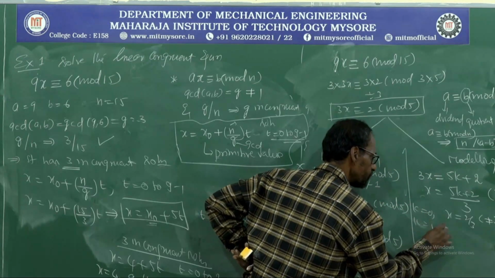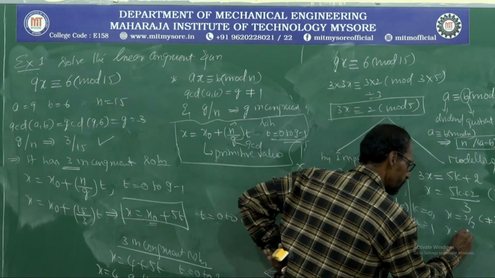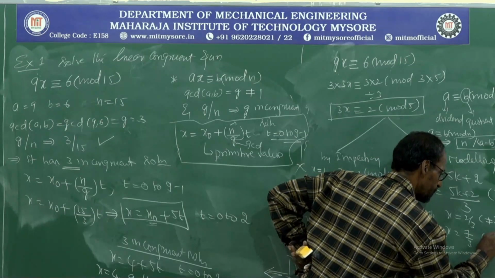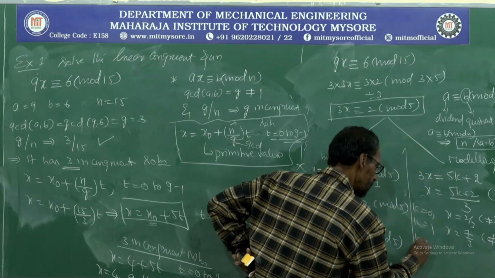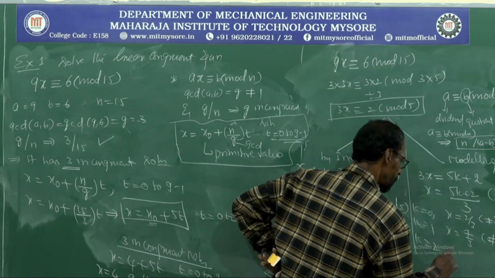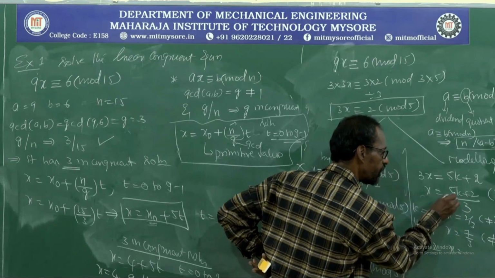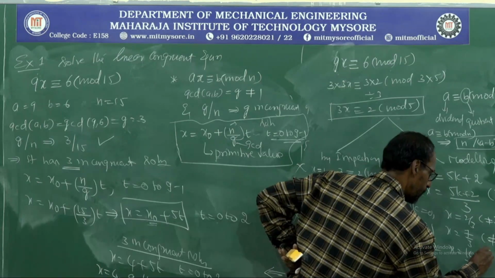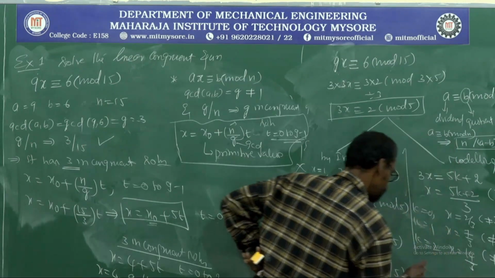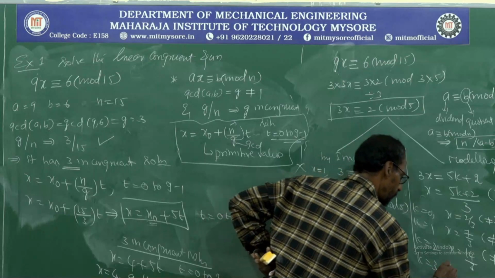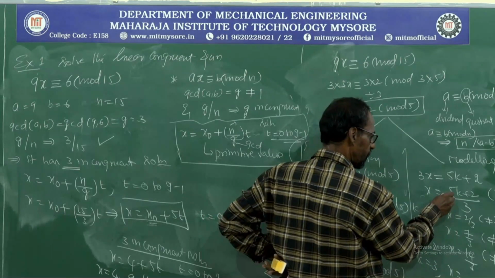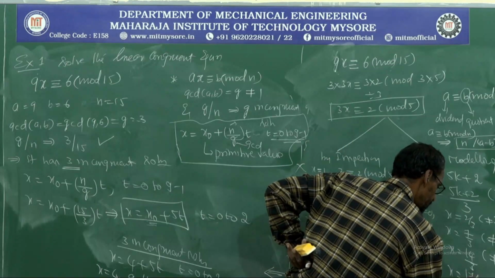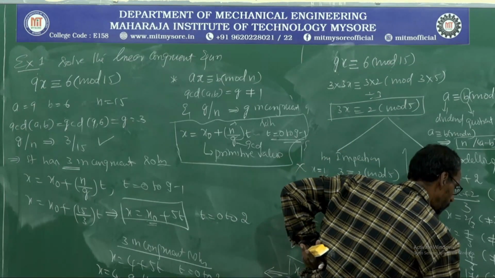Take k equal to 1. We have x is equal to 7 by 3. It is not an integer. Take k equal to 2. We have x is equal to 5 2s are 10 plus 2, that is 14 divided by 3. Again not an integer. Take k equal to 3. We have x is equal to 5 3s are 15 plus 2, that is 17 by 3. Again not an integer.